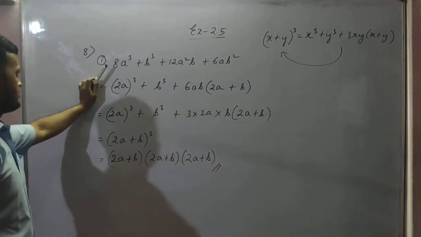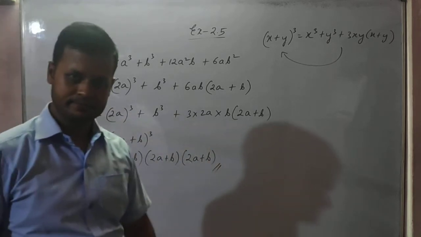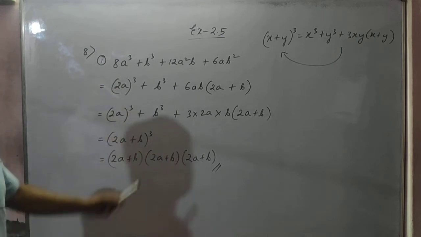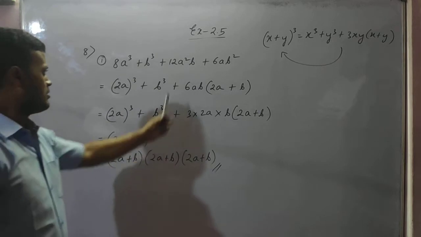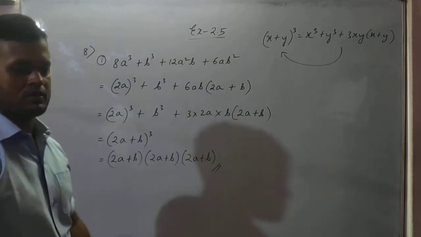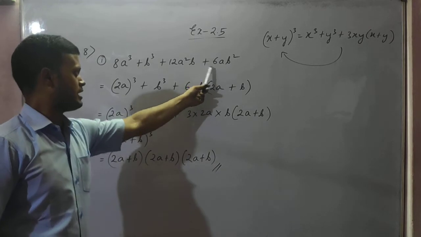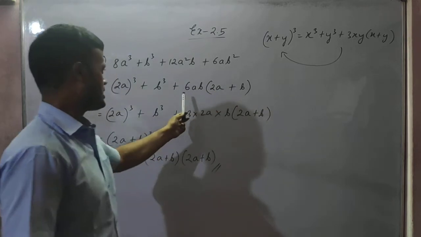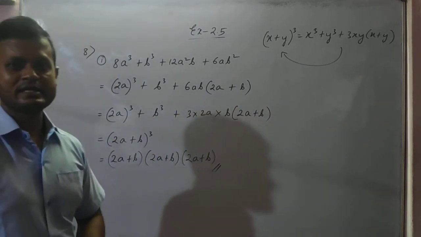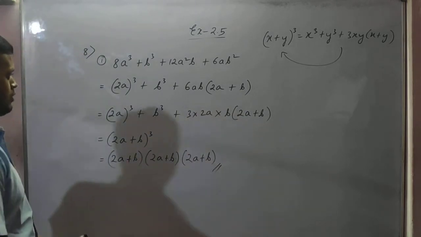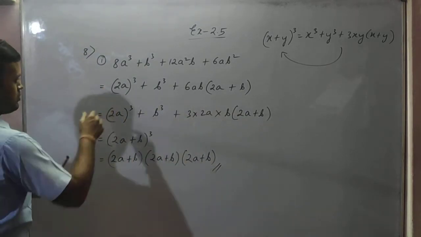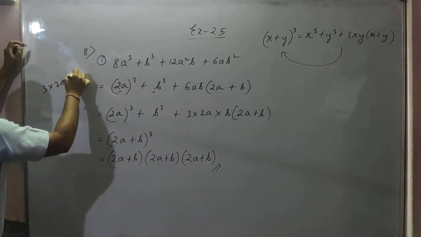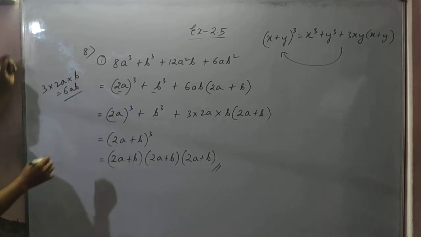8a cube is there. In place of 8a cube, I wrote 2a whole cube. Can I write 2a whole cube in place of 8a cube? I can easily write that. In place of b cube, I write b cube. From these two terms, I have taken 6ab common. From where did I find the 6ab? I just took the highest common factor of these two terms. So what is the highest common factor of these two terms? 6ab. One more way is there to find out what is to be taken common. You just multiply these two terms into 3. So 3 into 2a into b is equal to how much? 6ab. This is a far easier way.